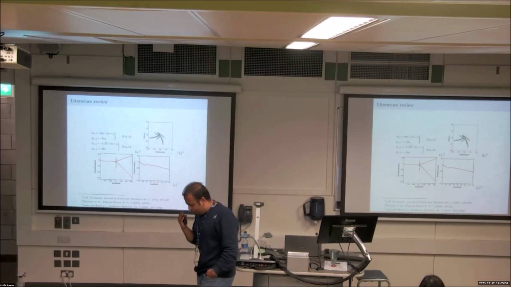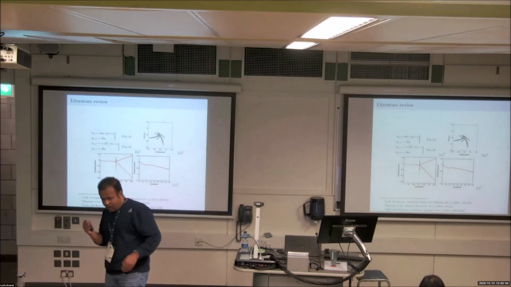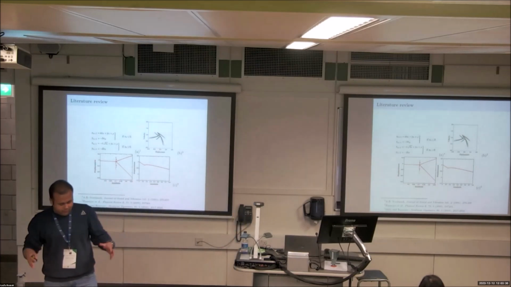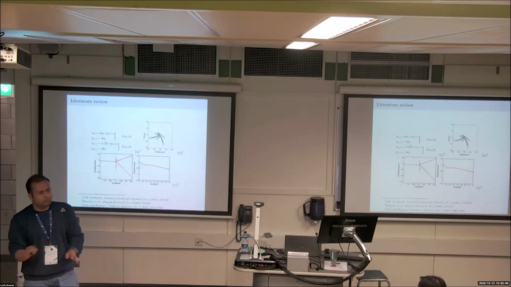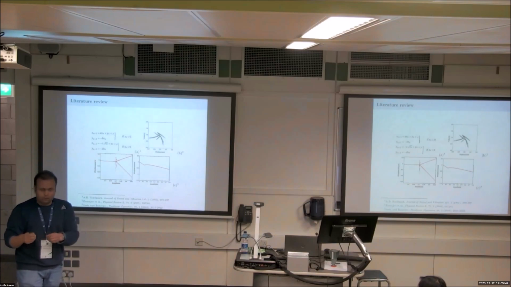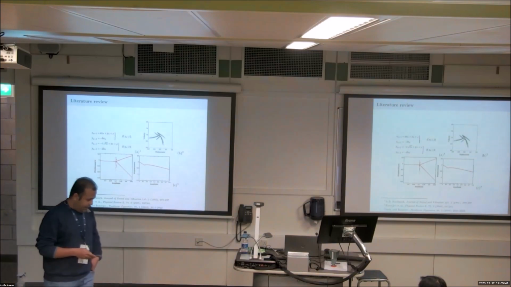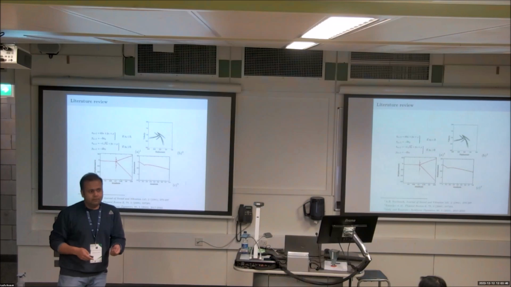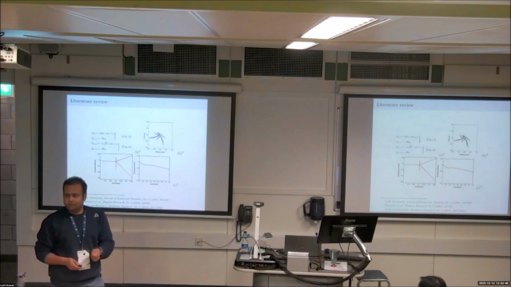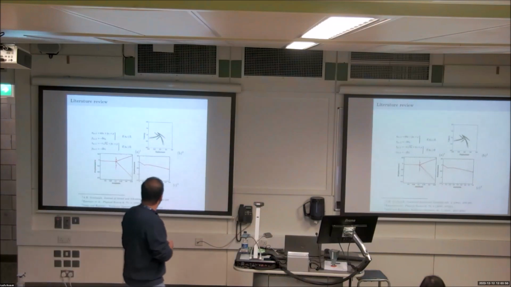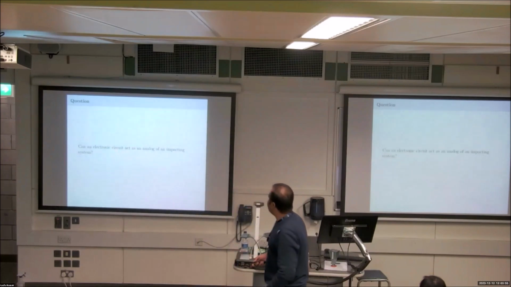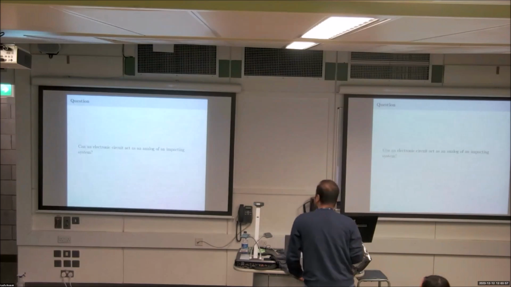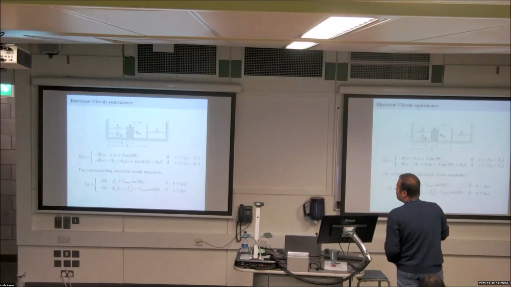But for electronics, you will have a simple breadboard, you have some ICs, and you can do many works by varying all those parameters and values. And not only that, you can vary the parameter values very easily. So, my question is, can an electronic circuit act as an analog of an impacting system? This question I am going to ask.